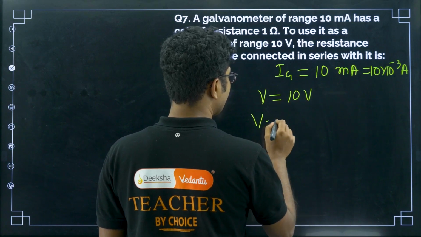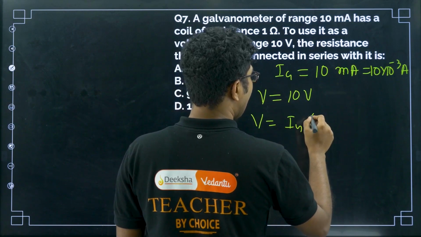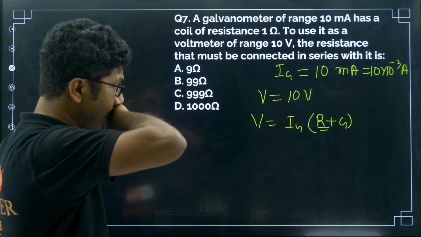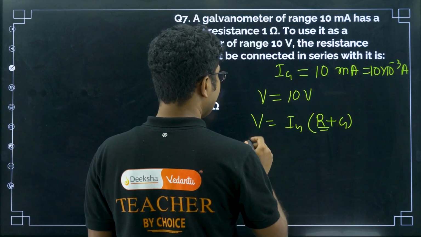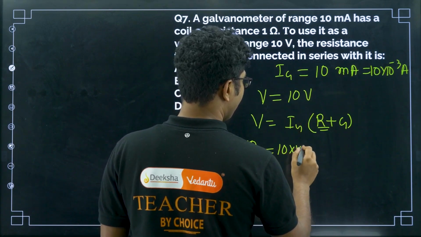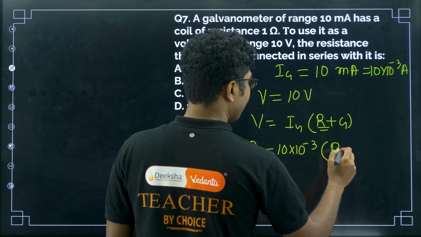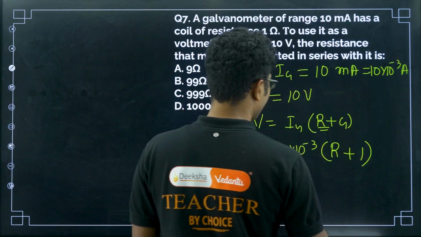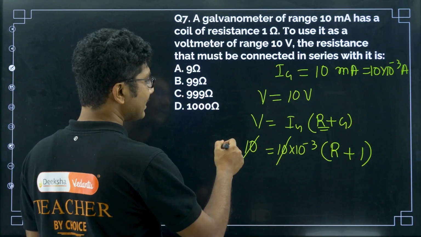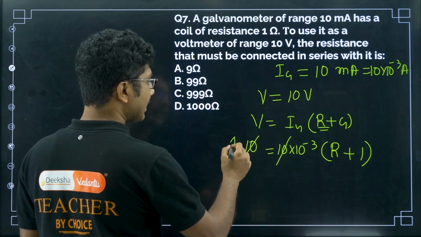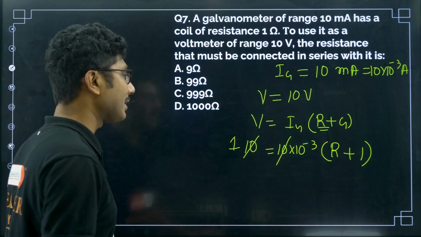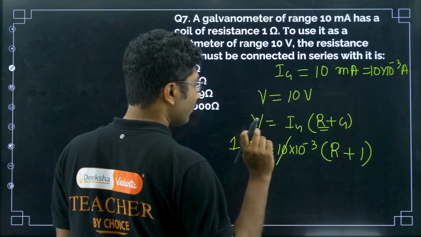So V equals Ig times (R plus G). This R is the external resistance that we are adding to the galvanometer, right? V is 10 volts, Ig is 10 times 10 to the power of minus 3, R we don't know, the galvanometer resistance is 1 ohm. So this 10 cancels, and some people have cancelled this and made a 0 here. If you cancel everything, there is no 0 because you are dividing. Dividing means it is basically 1, you are not subtracting it. So this is also a bad habit if you are doing this.